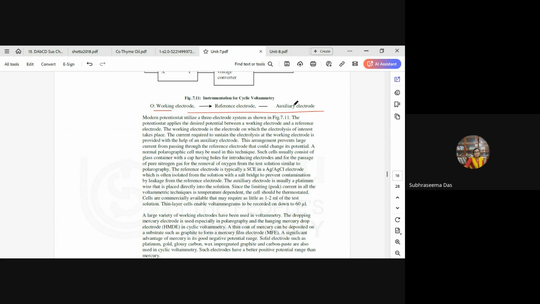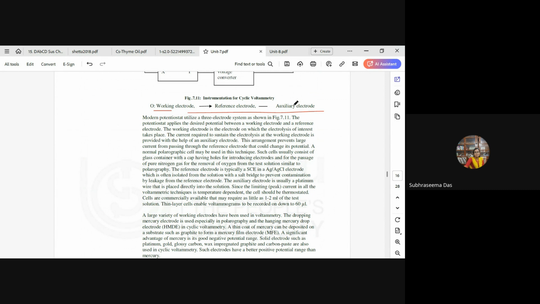A normal polarographic cell is usually used in this technique. These cells consist of a glass container which has holes for introducing the electrodes or for the passage of nitrogen gas or an inert gas for the removal of oxygen from the system. The reference electrode is a SCE, that is the standard calomel electrode, or an Ag/AgCl electrode, which is often isolated from the solution with a salt bridge to prevent contamination by leakage from the reference electrode. The auxiliary electrode is usually a platinum wire that is placed directly into the solution.